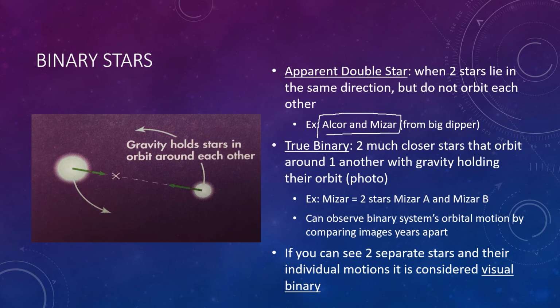A true binary system is when you have two much closer stars that actually orbit around one another with gravity holding their orbit, like here. The example is Mizar. Mizar is a true binary star because the two stars are Mizar A and Mizar B. We can observe the binary system's orbital motion by comparing images that are years apart from each other. And if you can see two separate stars and their individual motion, it is considered a visual binary star in this case.